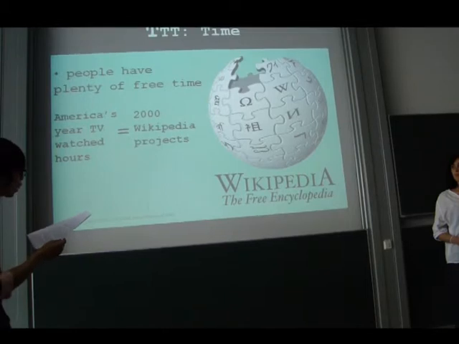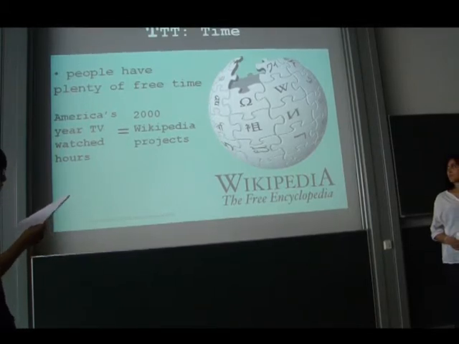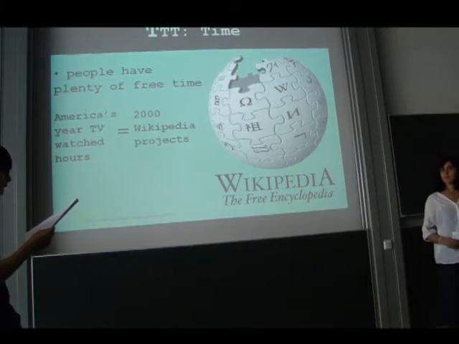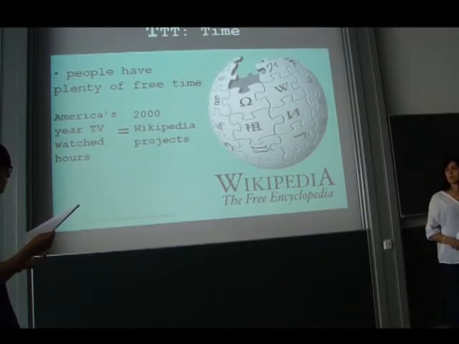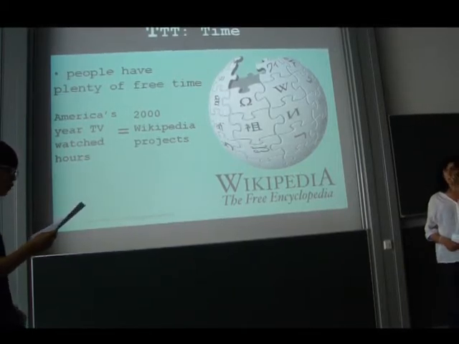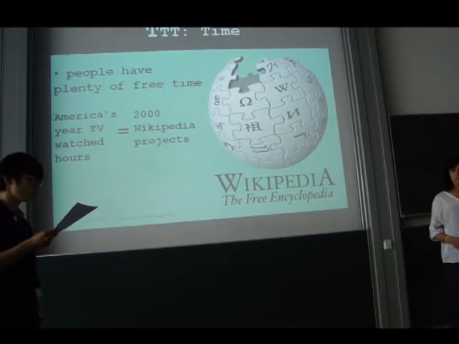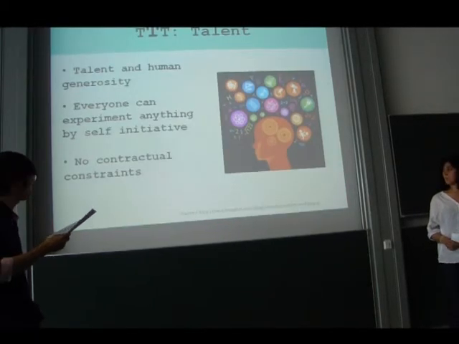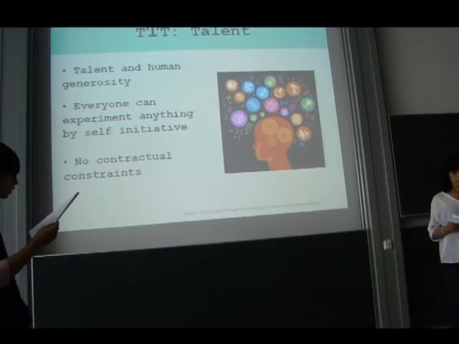The first thing to talk about is time. People have a lot of spare time. There is an investigation in America showing that the hours people spend on TV is so huge, which represents 2,000 Wikipedia works. Therefore, if we use our spare time in creative acts, the power of cognitive surplus can be very large. Another way to make it possible is human generosity and talent.